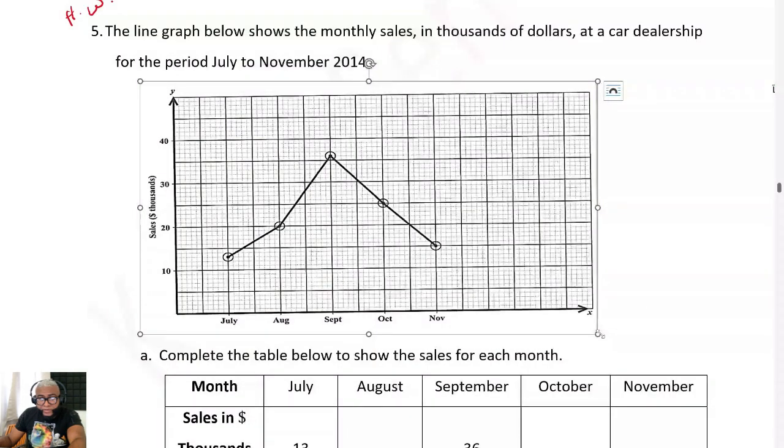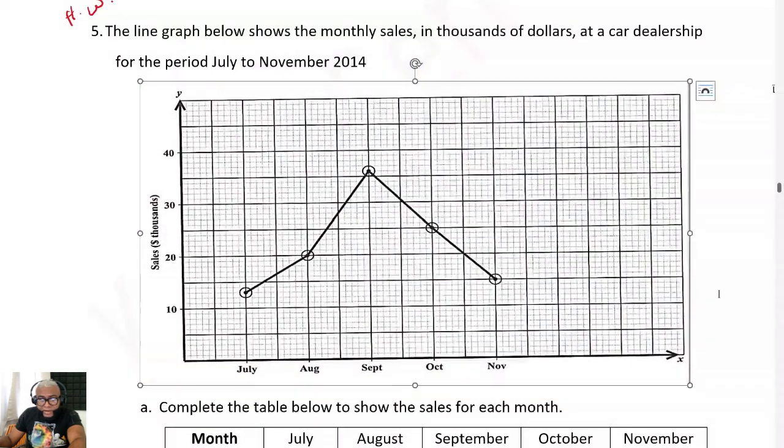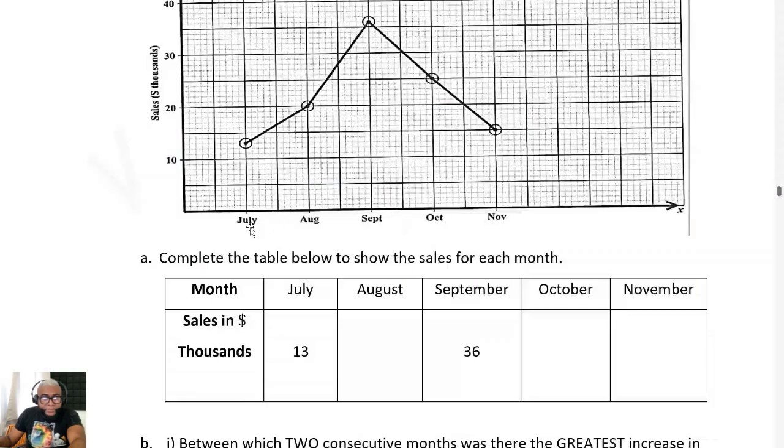The line graph shows the monthly sales in thousands of dollars at a car dealership for the period July to November. Making it a little bigger. Complete the table below to show the sales for each month.